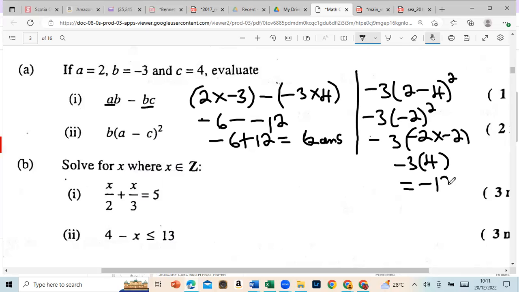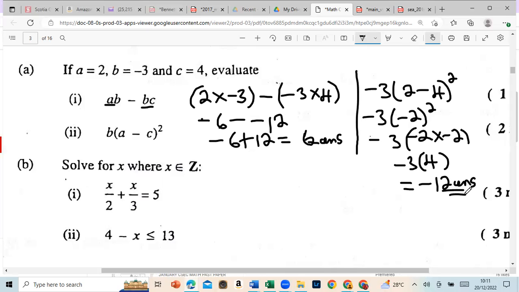What did you guys get? Come on, guys, let's go. Type in your answer. All right, this one now says x over 2 plus x over 3 is equal to 5. Work out that and tell me what you guys get.